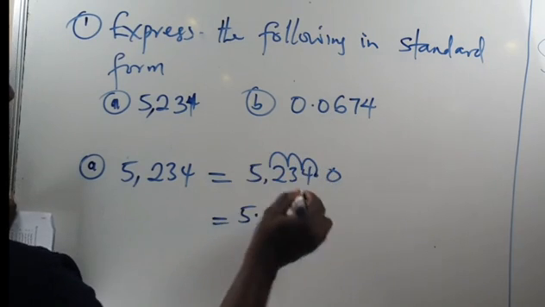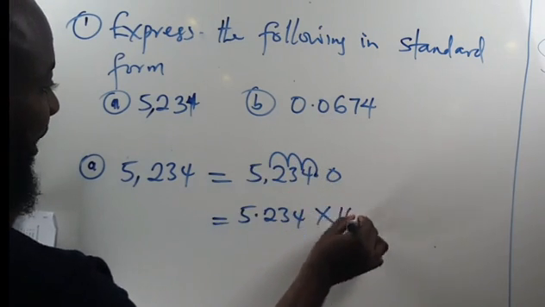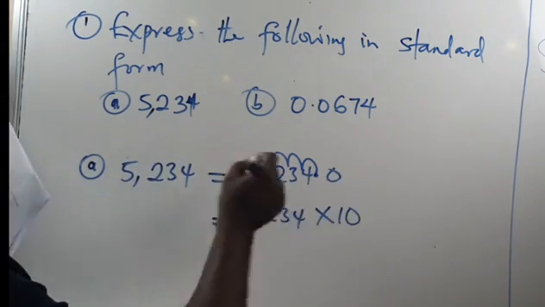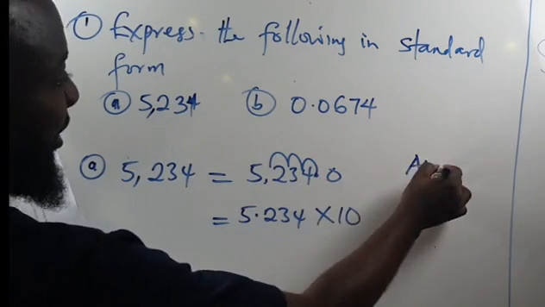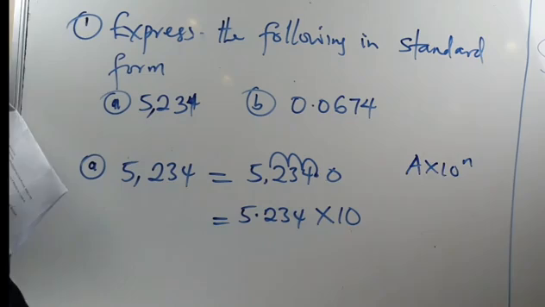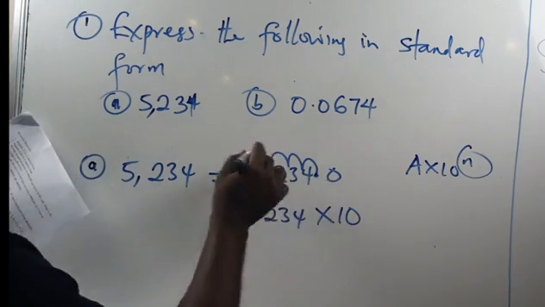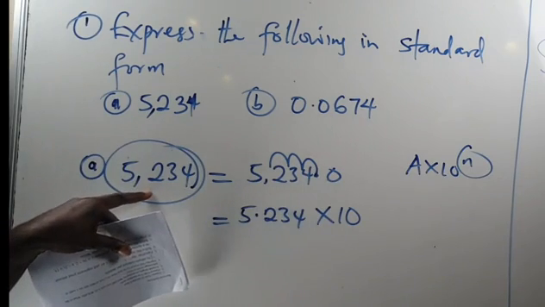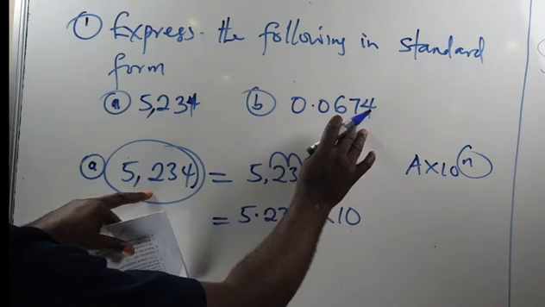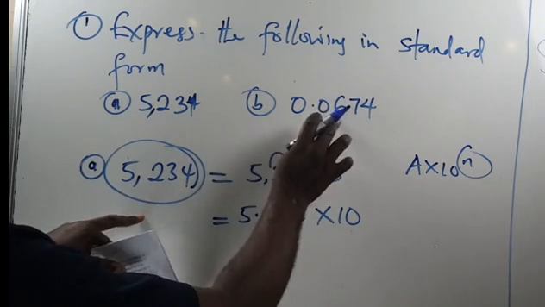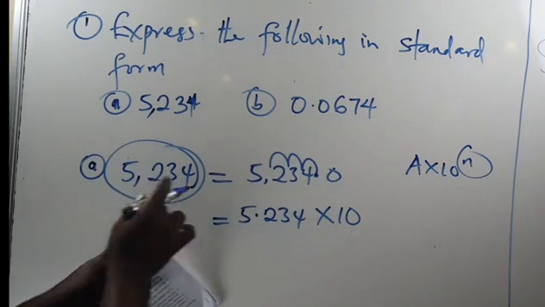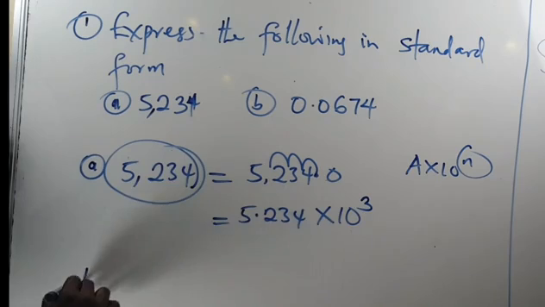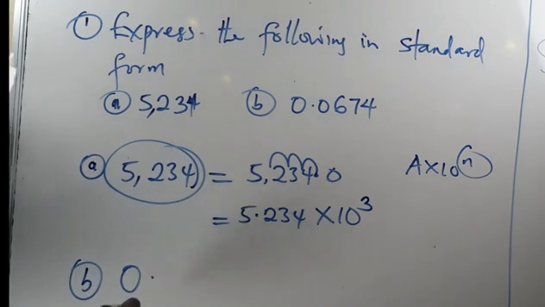We have moved it how many times? 1, 2, 3. So multiply by 10. The number of times we moved it will be our power, the n. That is, a times 10 raised to what? n. So the n will be the number of times we moved it. Because the initial number is a whole number, it's not less than 1, rather it is more than 1, so this will be positive. Move 3 times.